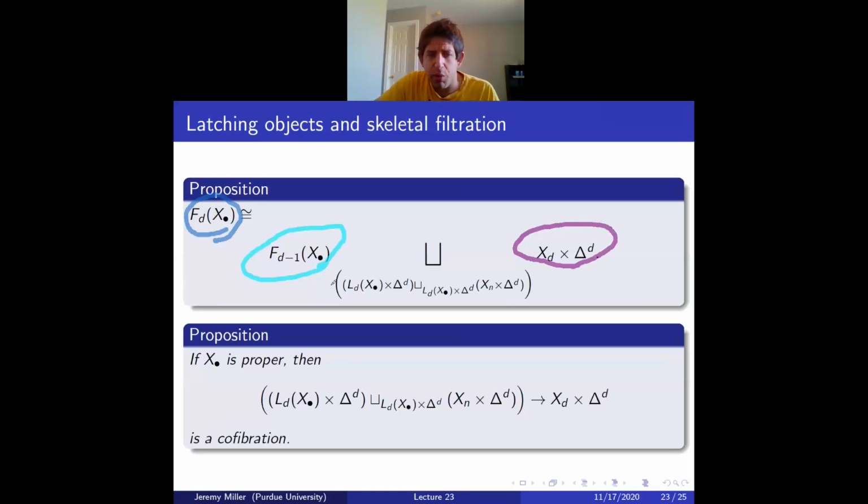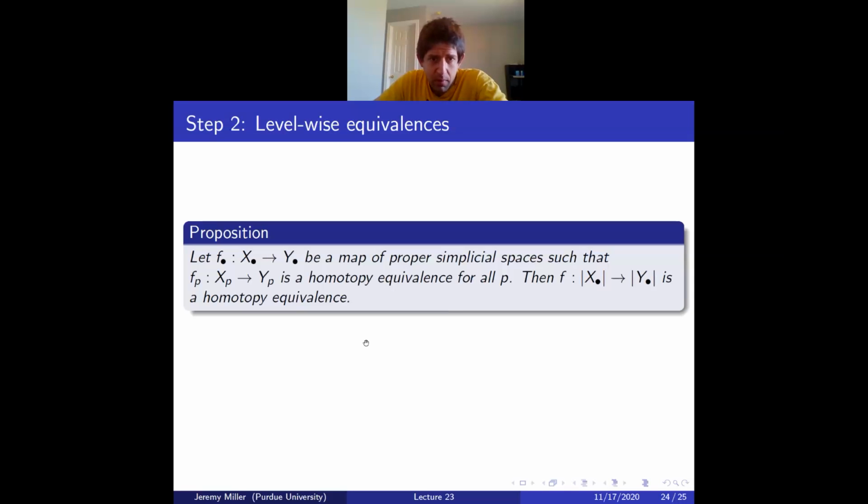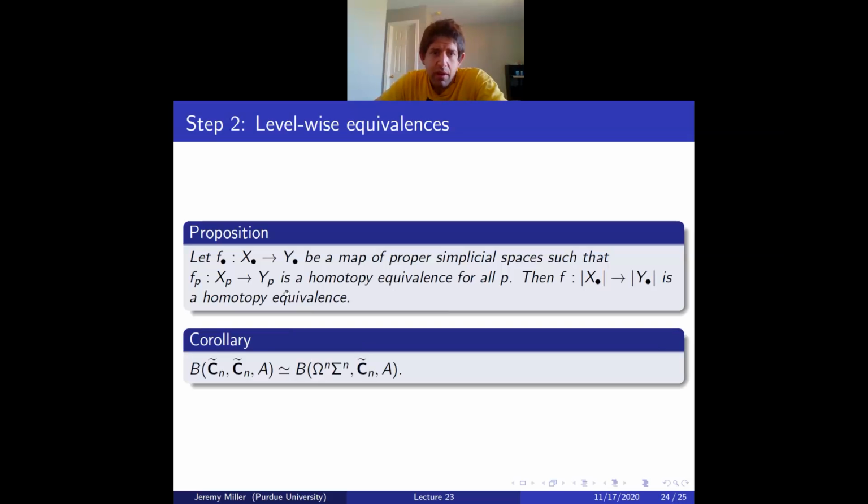And we use that cofibrations, if you have that push-outs are homotopy invariant, assuming one of the maps is a cofibration. Okay. Yeah. So then you use this proposition to prove this. You have to check that both of these simplicial spaces are proper, and it's somewhat technical.